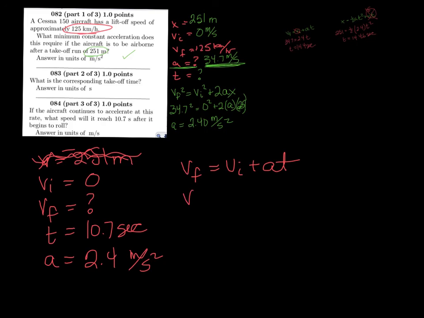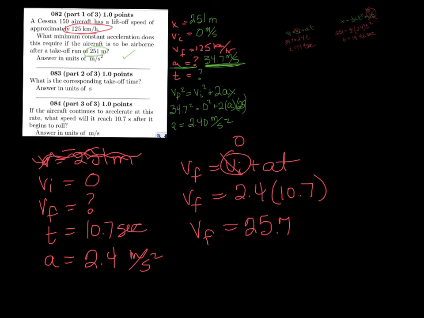So our final velocity is equal to, remember this is 0, so that drops out, 2.4 times 10.7. The final is equal to 2.4 times 10.7, which is 25.68 or 25.7 meters per second. And that will give us a pretty good idea of how to solve those problems.